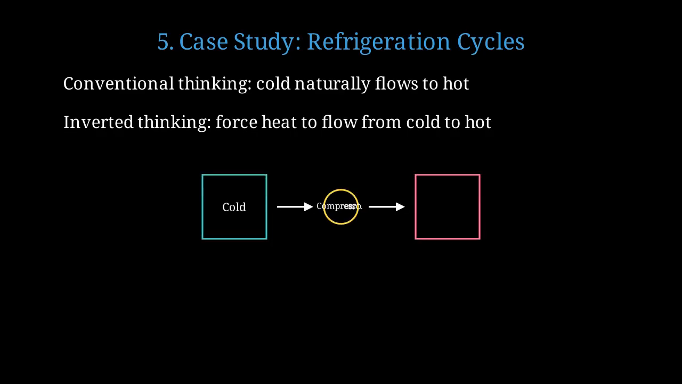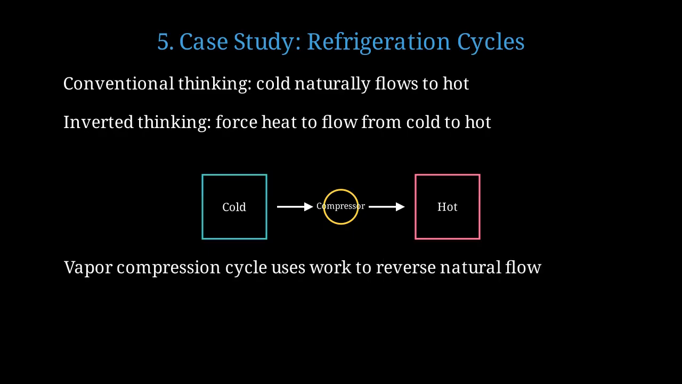A refrigerator uses a compressor to pump heat from the cold interior to the hot exterior, inverting the natural heat flow direction. The vapor compression cycle uses mechanical work to reverse the natural flow of heat energy. Energy balance: heat extracted from the cold side plus work input equals heat rejected to the hot side.